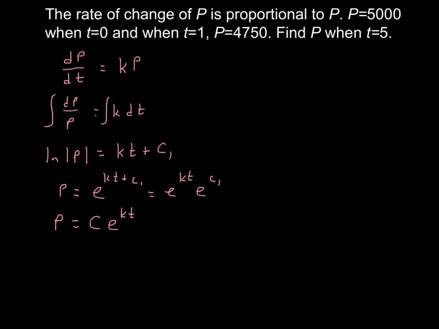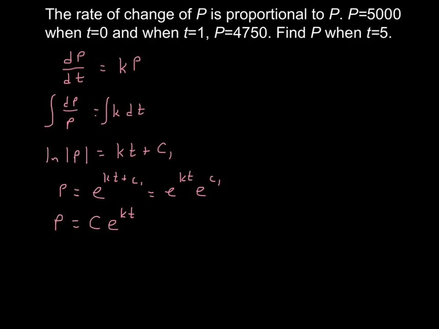Here's an example of an application problem. We have the rate of change of p is proportional to p. When t is equal to 0, p is equal to 5,000, and when t equals 1, p is 4,750. And they want us to find p when t equals 5.